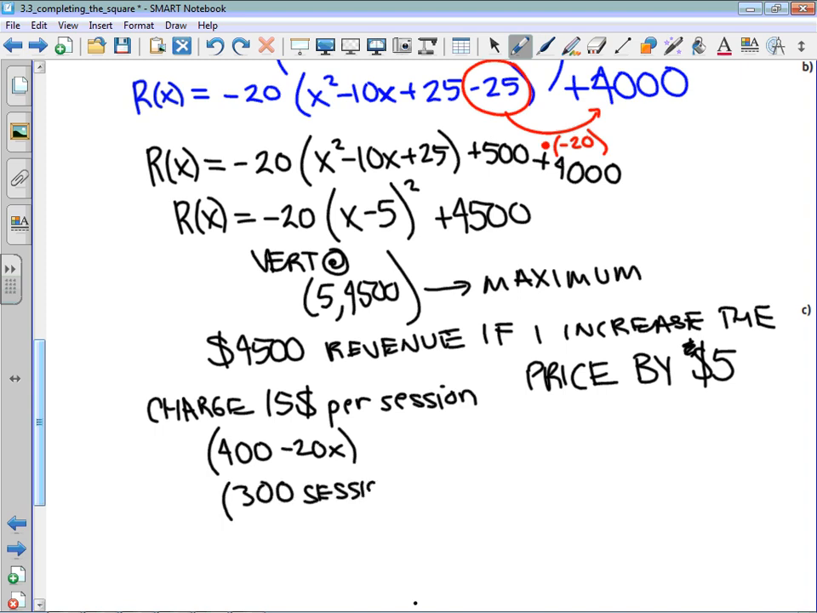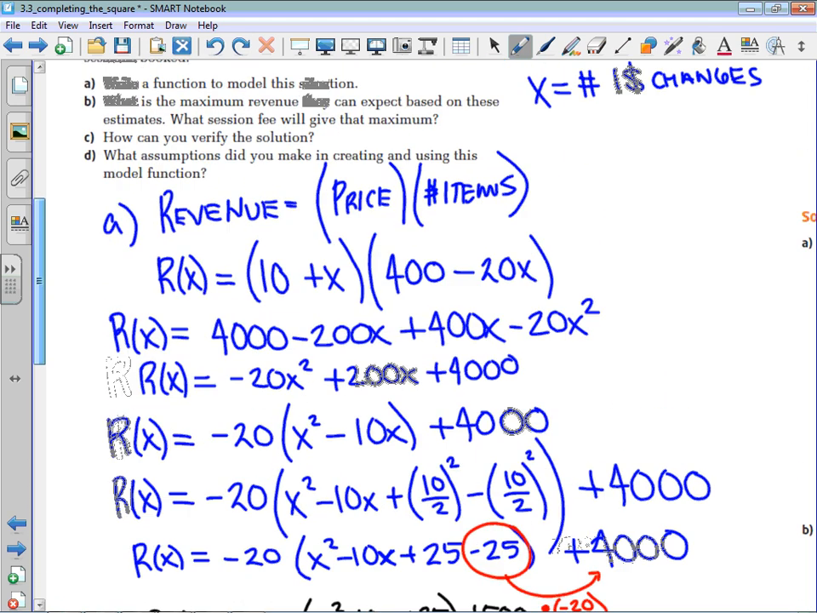Now, I would encourage you to check that. If I have 300 sessions and I'm charging $15 per session, does that give me $4,500? And it definitely does for this question, so we've done it correctly. All right, I think there was a little more. It says, how can you verify the solution? You could graph it, nothing wrong with that.